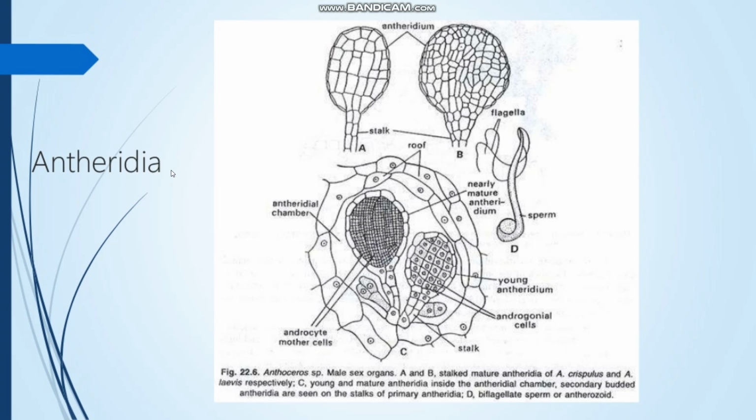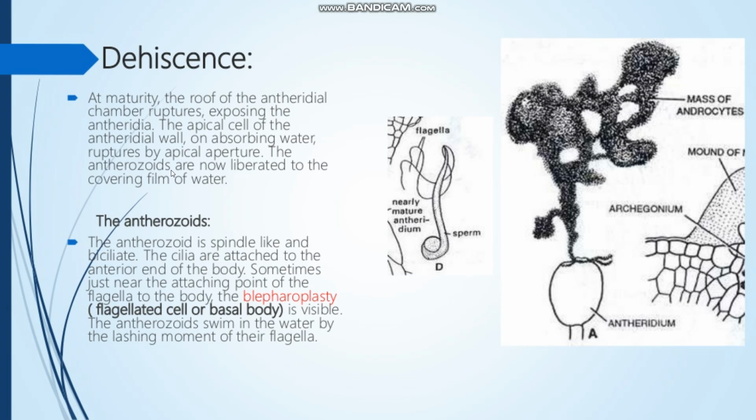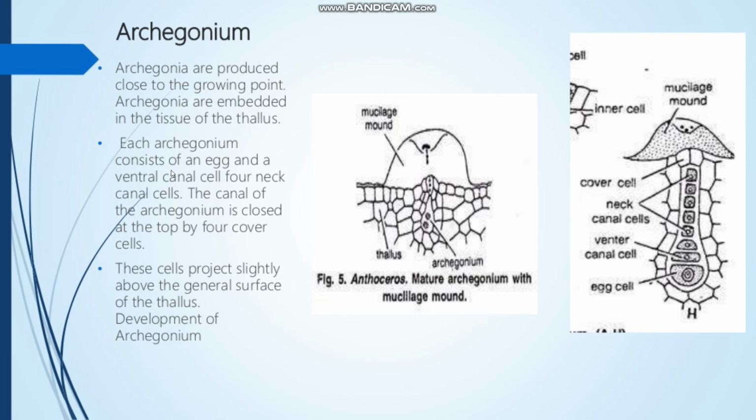Biflagellated spermatozoids are released from the antheridia. Dehiscence: at maturity, the roof of the antheridial chamber ruptures, exposing the antheridia. The apical cell of the antheridial wall, on absorbing water, ruptures by an apical aperture. The antherozoids are then liberated into the covering film of water. The antherozoid is spindle-like and biciliate. The cilia are attached to the anterior end of the body, sometimes just near the attaching point. The antherozoids swim in the water by the lashing movement of their flagella.